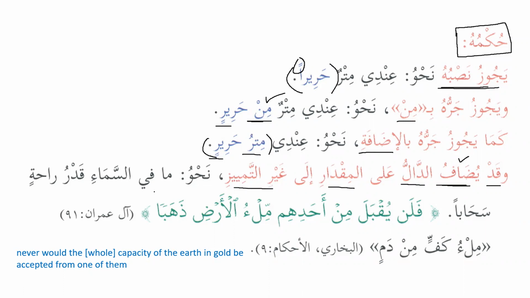وقد يضاف الدال, and sometimes the signifier is added to it, على المقدار, to the quantity, إلى غير تمييز, without the tamyiz. For example, ما في السماء قدر راحة سحابا, we have seen this example before, that there is not in the sky a piece of cloud the size of the palm of a hand. And then when we see the example from the Quran, inshallah, it will be clearer. فَلَنْ يُقْبَلَ مِنْ أَحَدِهِمْ مِلْءُ الْأَرْضِ ذَهَبًا. Never would the whole capacity of the earth in gold be accepted from one of them, from the non-Muslims.